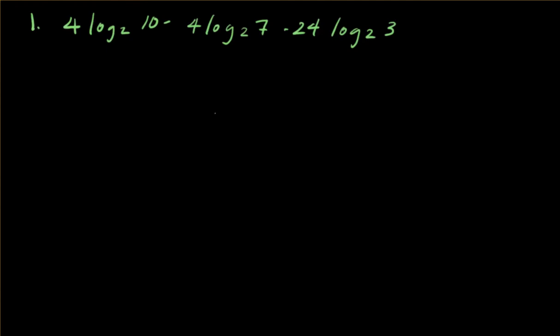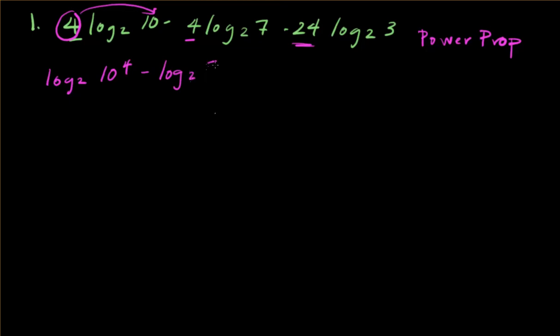Okay, so to start off with, we need to condense this. We see a 4 in front of the log, we also see this 4 in front of the log, and we see this 24 in front of the log. Now we're going to first use the power property. What's going to happen to this 4? It is going to become an exponent of this 10. So we have log base 2 of 10 to the 4, minus log base 2 of 7 to the 4. This is going to become an exponent here, minus log base 2 of 3 to the 24th.